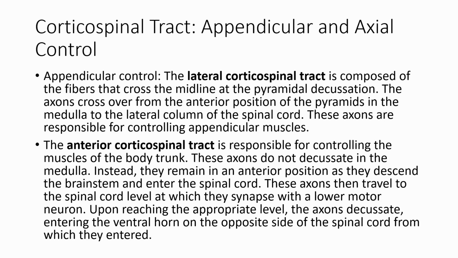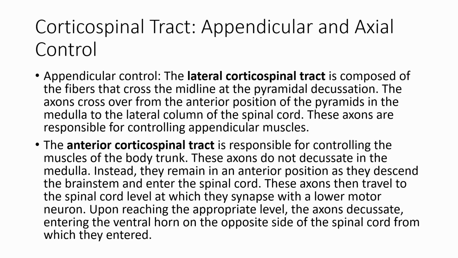When it comes to appendicular control, so we're talking about the appendages, right, the limbs, the lateral corticospinal tract is going to be involved with that. So the fibers cross at that midline, right, so we're going from right to left, left to right at the pyramidal decussation. They're going to cross over from an anterior position in the pyramids to the lateral column of the spinal cord. So we're moving from the front to the side. And that will control the muscles we find in the arms and legs.